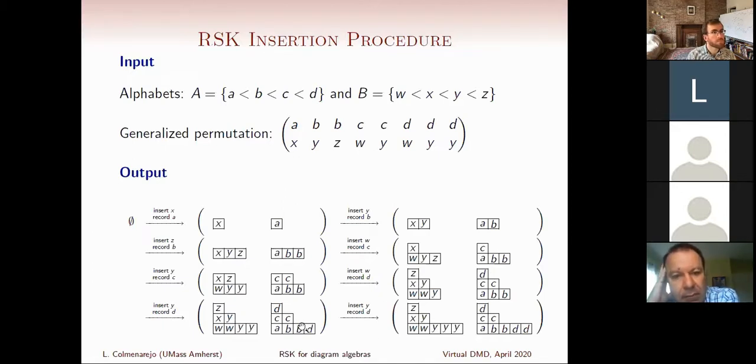And when I do the last part, I will get two tableaux with the same shape, and they are perfectly ordered, increasing or weakly increasing in the rows and increasing in the columns. And that is more or less the RSK, in general, the RSK insertion procedure.